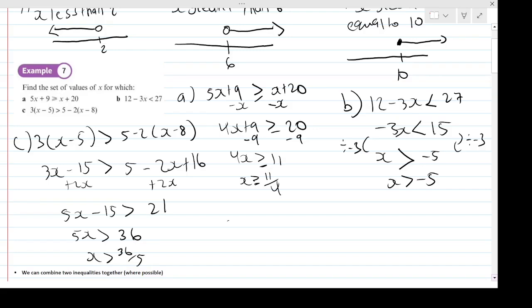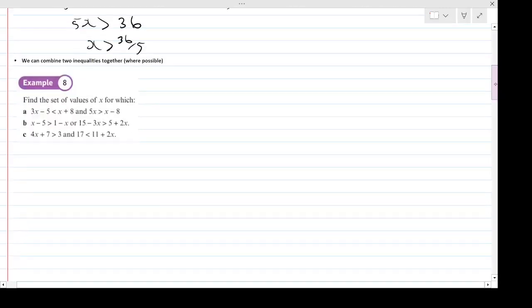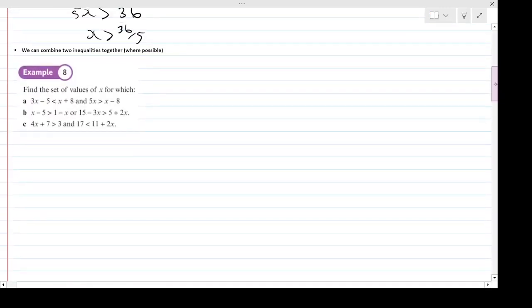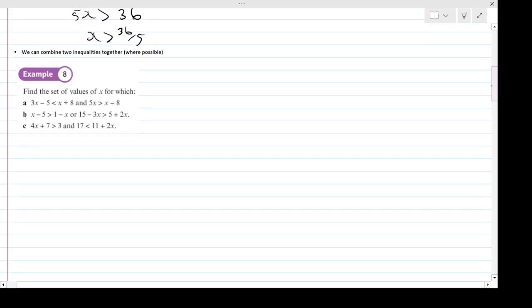Okay, cool. We can extend this then to actually solve multiple inequalities. So we can combine two inequalities together if we can. So let's have a look at what that means. So here you recognise we need to solve two different inequalities in the question. So part A, firstly, we need to solve 3x minus 5 is less than x plus 8, and 5x is greater than x minus 8.